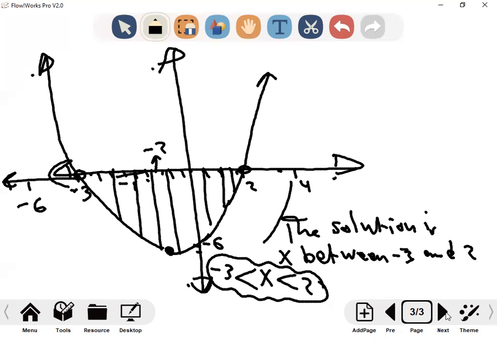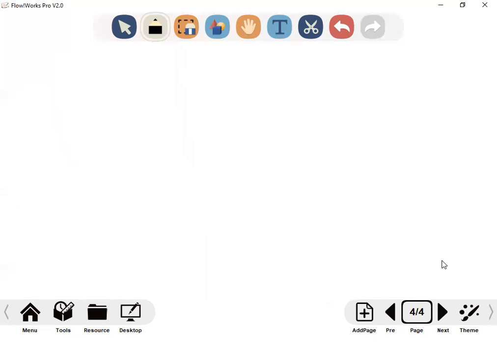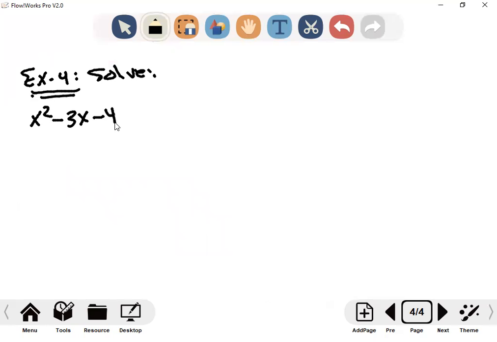It will be with my project. Let's do example 4. Example 4, same as example 3, and hope you will understand it more. Example 4, focus with me. Solve for x: x squared minus 3x minus 4 is more than or equal to 0, by graph.